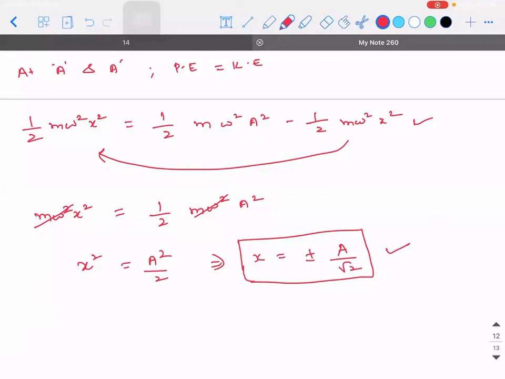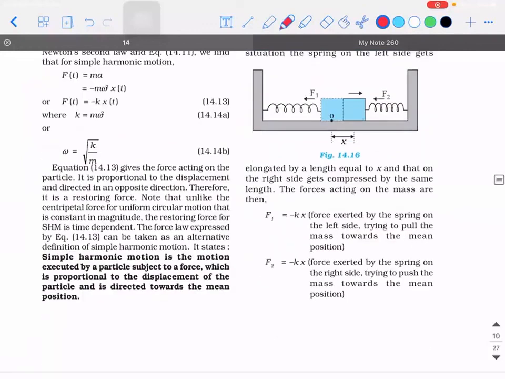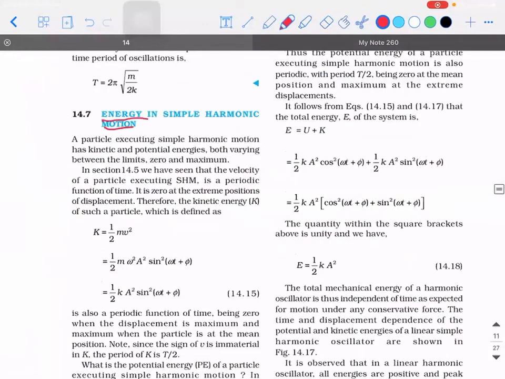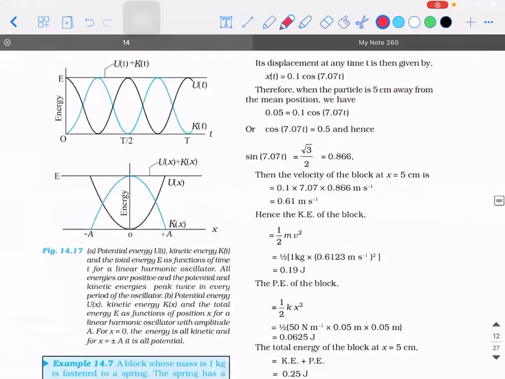Let me show you where it is in the textbook also. So energy in SHM, it's all this derivation, and this is the graph. The upward one is U of x, the downward one is K of x, and the line which is parallel is the total energy.